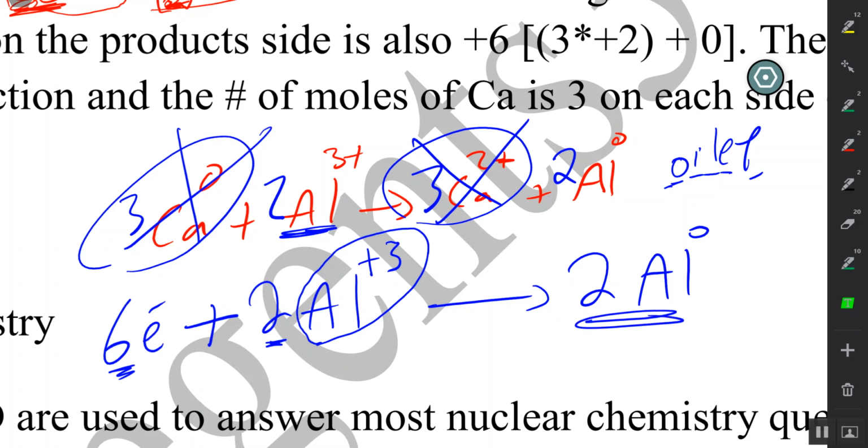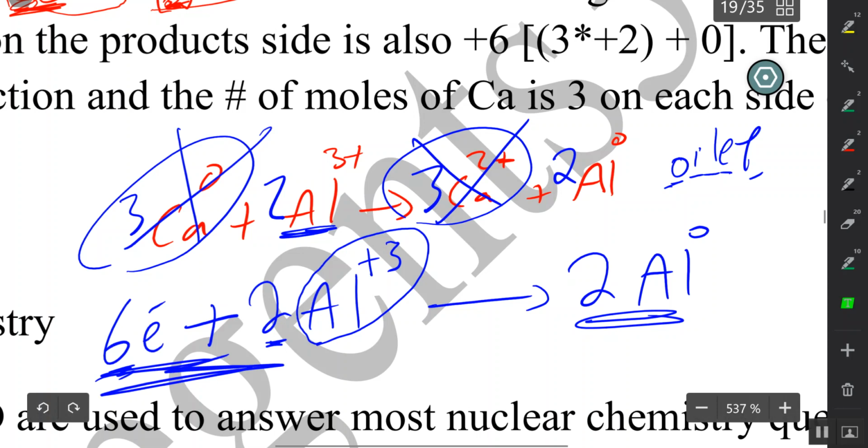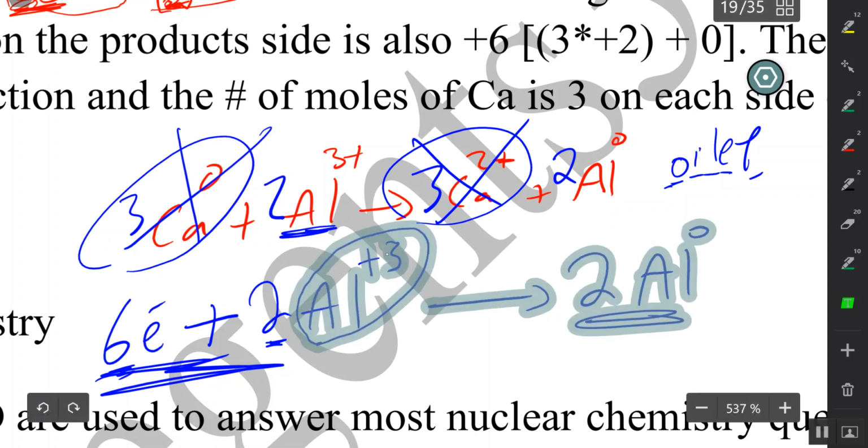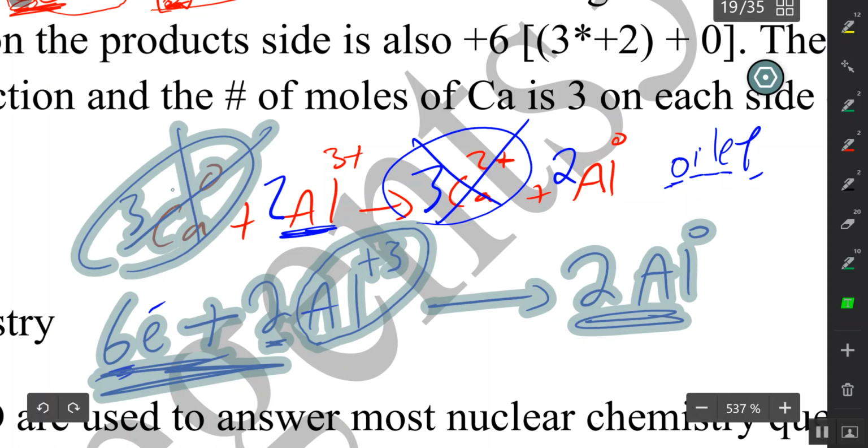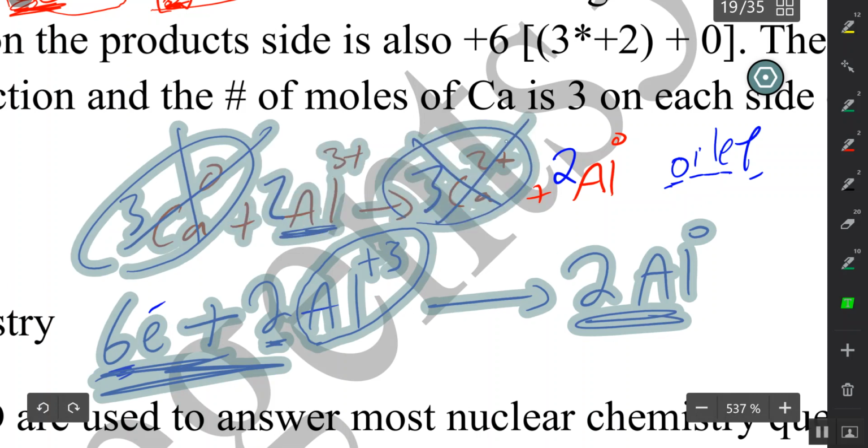So the amount of electrons gained in this case by aluminum was the same as the amount of electrons that we lost previously by calcium. And this is what's so beautiful about redox reactions. The amount of electrons lost shall always equal the amount of electrons gained. With that said, I'm going to end my video here.